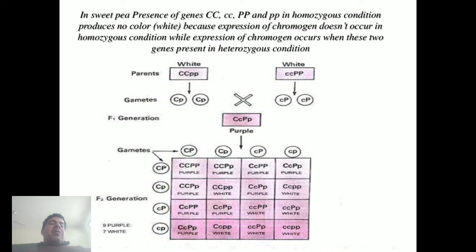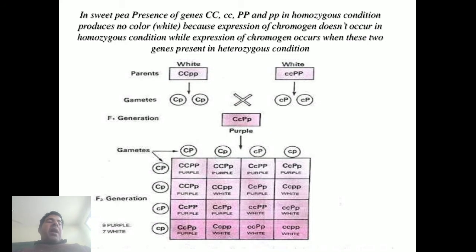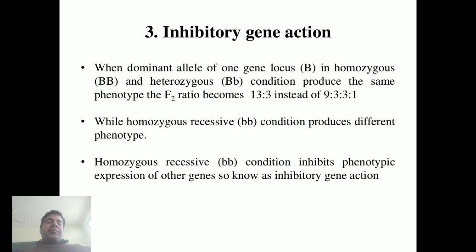But in case of dominant C and dominant P genes, they produce colored purple flowers, means these are complementary for each other in the expression of the colored purple flowers. This is the complementary gene action, and the ratio is 9:7: 9 colored or purple flowers, and 7 white flowers.